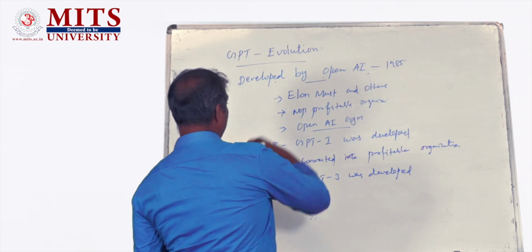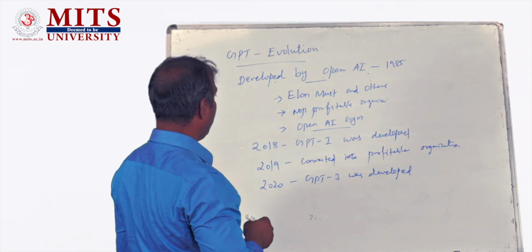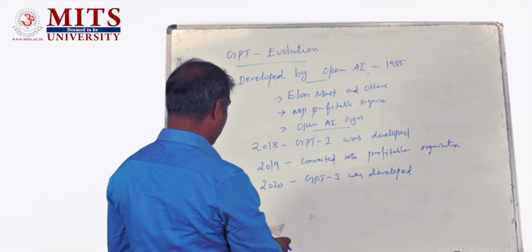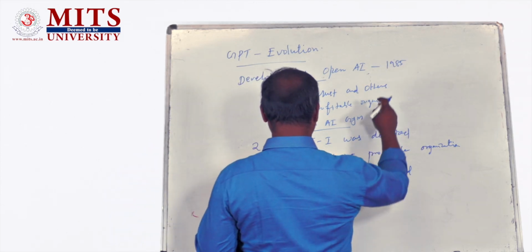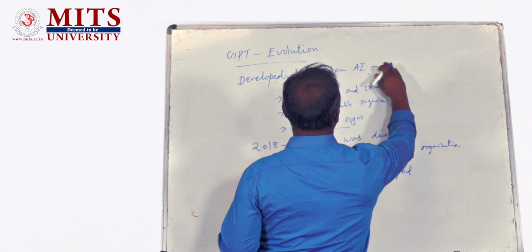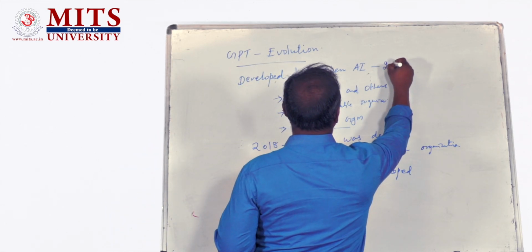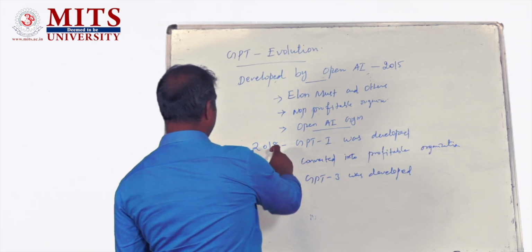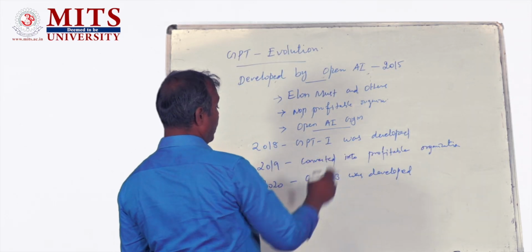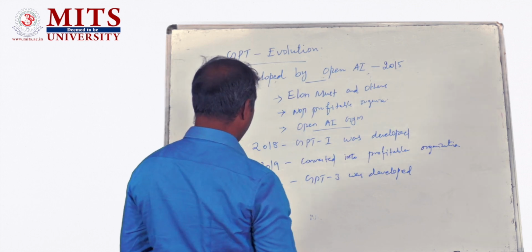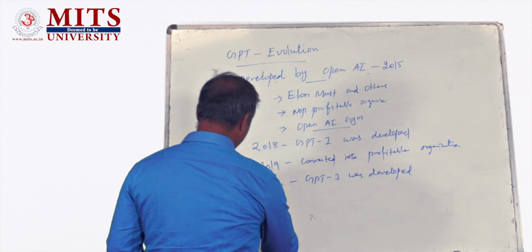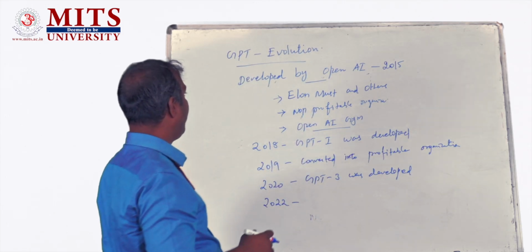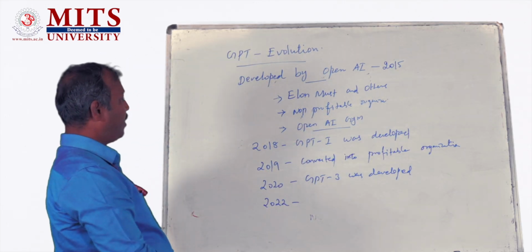So it was the era we started in, okay, sorry, that year was 2015, not 1985. It was 2015 they were started, and again 2018, 2019, 20, it was developing. Again in the year of 2022 is what we are using. So these are the families of GPT. GPT, different versions were there.